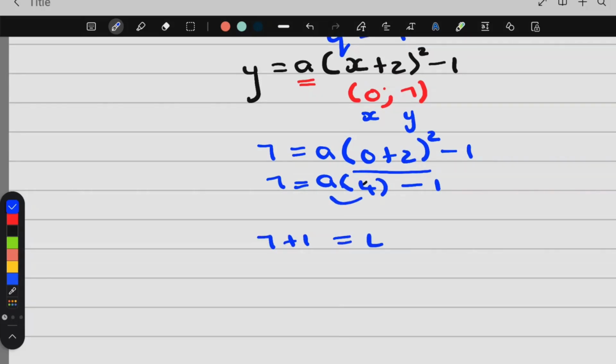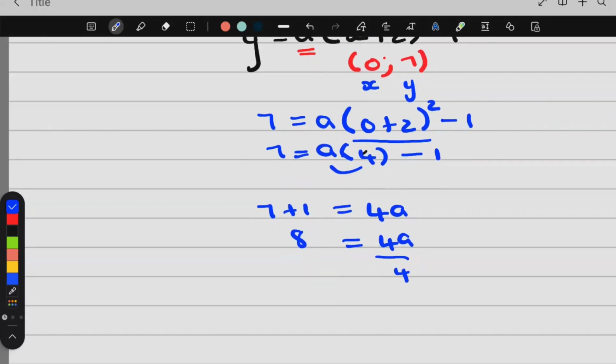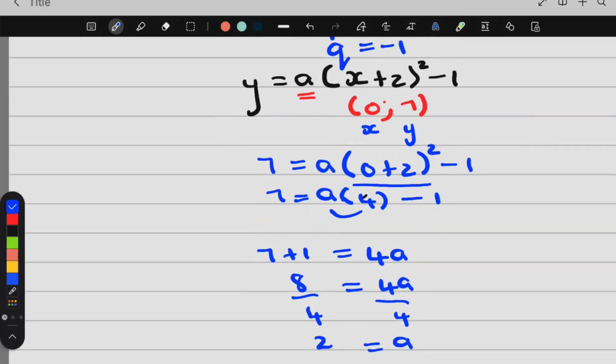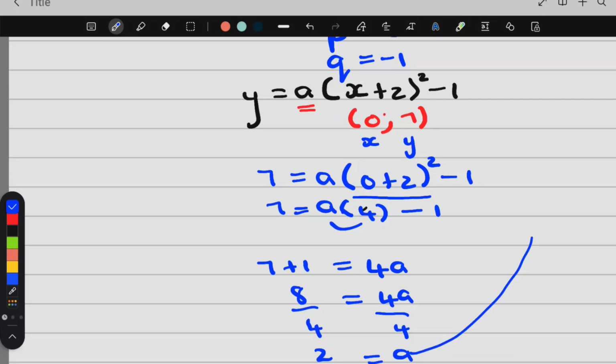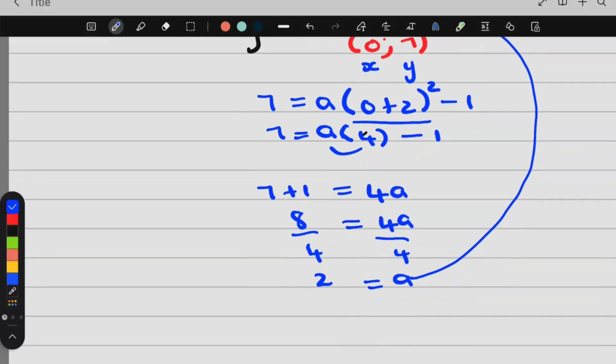And 8, this is 4A. I divide by 4 to get A. And I get my A to be what? 2. Well done. So now that my A is 2, I take this A and I go and put it into this equation. And I have the equation of the parabola. So now I write y is equal to 2(x plus 2) everything squared minus 1. And that's the equation of the parabola in turning point form.